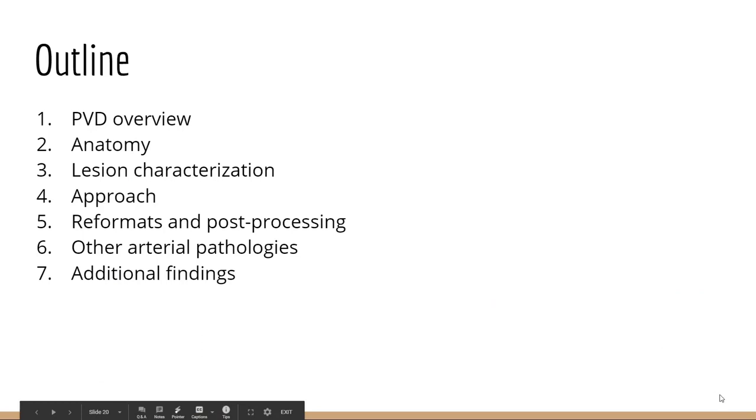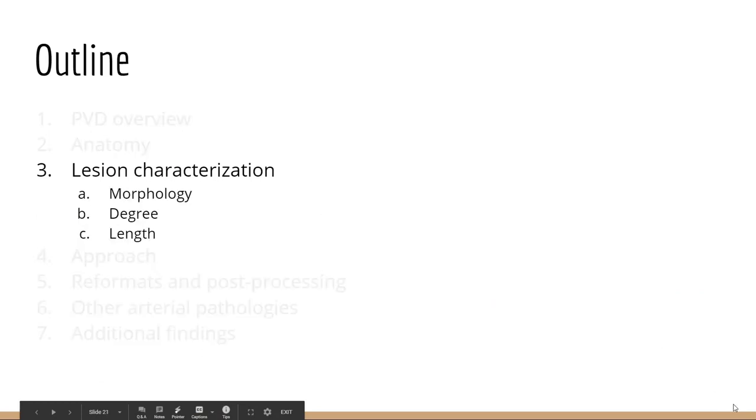Okay, lesion characterization. I've broken this off into three major categories: the morphology of the lesion, the degree of stenosis, and the length of stenosis. All three of these are quite important in communicating, not only for descriptive purposes, but for treatment and management by the vascular specialist. Okay, moving into morphology.